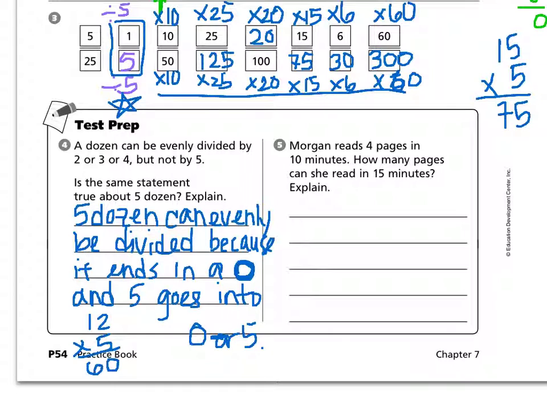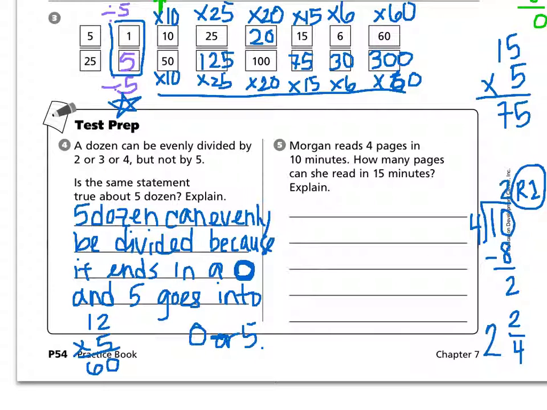Morgan reads 4 pages in 10 minutes. How many pages can she read in 15 minutes? Well, first off, I need to figure out how many minutes it takes to read 1 page. So I'm going to divide 10 minutes by 4. I know it goes in 2 times, 8, subtract, and I get a remainder of 2. Now I can write a fraction, 2 whole minutes and 2/4 minutes. Remember, the numerator comes from your remainder, and your denominator comes from your divisor.